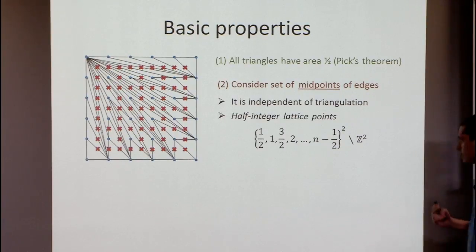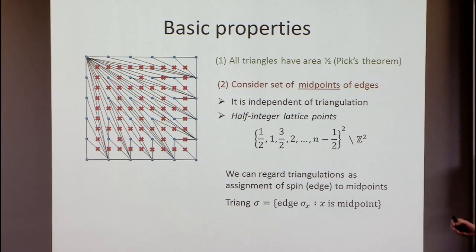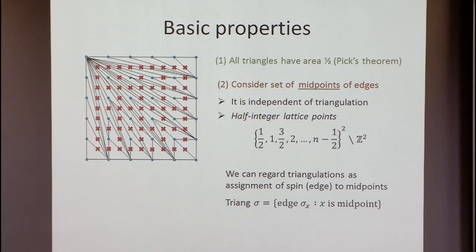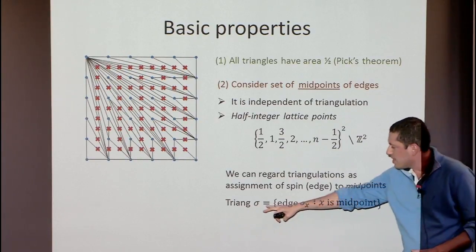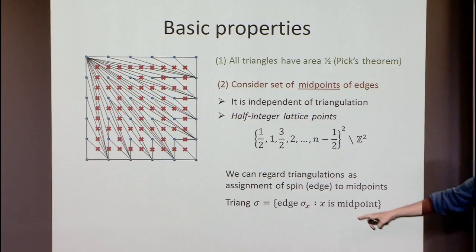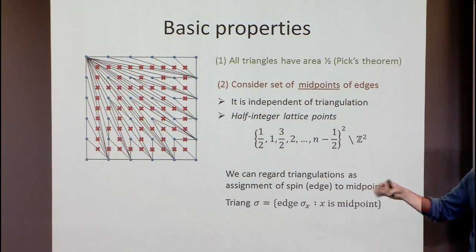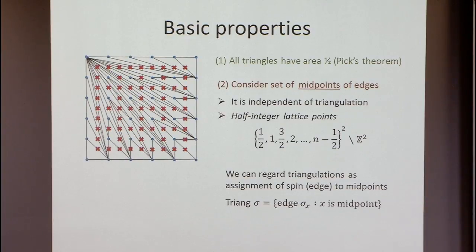So that's a very interesting property, because it allows you to look at triangulations using the language of spin systems, where the set of vertices of your spin system is just the set of midpoints, these red points. And now you see a triangulation sigma as a collection of values sigma x, where x ranges over midpoints. And sigma x denotes the spin of the midpoint x, and it's the edge of sigma whose midpoint is x. Okay, so you can see a lattice triangulation as a spin system using this language.